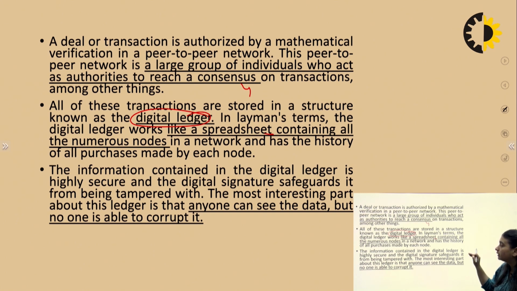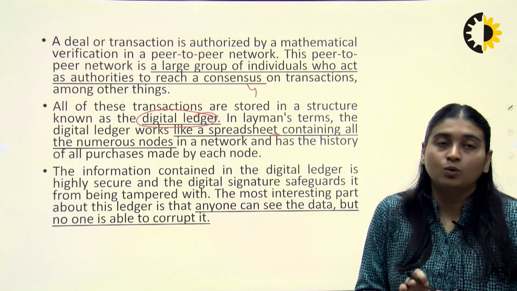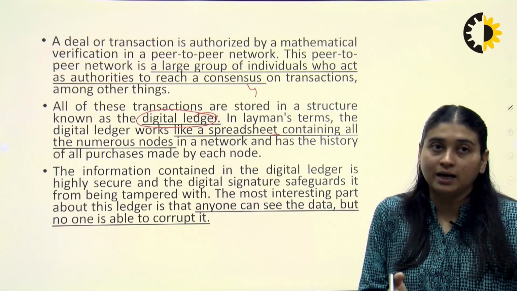Now the information contained in the digital ledger is highly secure, and the digital signature safeguards it from being tampered with. We have already discussed that the security is maintained using cryptographic concepts. We are using hashes, we are using digital signatures, and that is why we say the transactions contained in the digital ledger are highly secure. So there are minimal chances of tampering. And the most important part is that anyone can see the data, but no one is able to tamper with or corrupt that data.